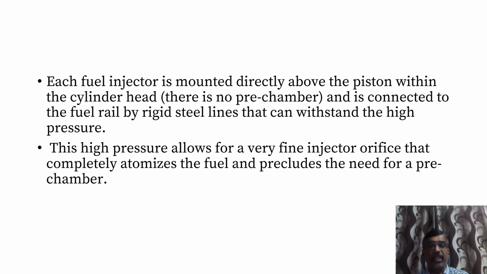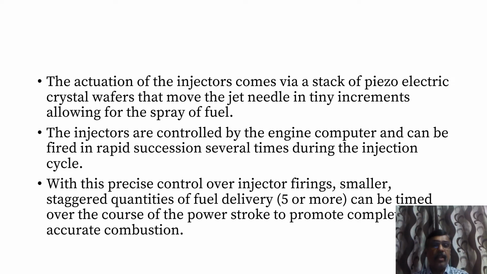Each fuel injector is mounted directly above the piston, inside the engine within the cylinder head, and it is connected to the rail by rigid steel pipelines. This high pressure allows a very fine injector orifice that completely atomizes the fuel and precludes the need for a pre-chamber. The actuation of the injectors comes via a stack of piezoelectric crystal wafers that move the jet nozzle in tiny increments, allowing for a fuel spray.